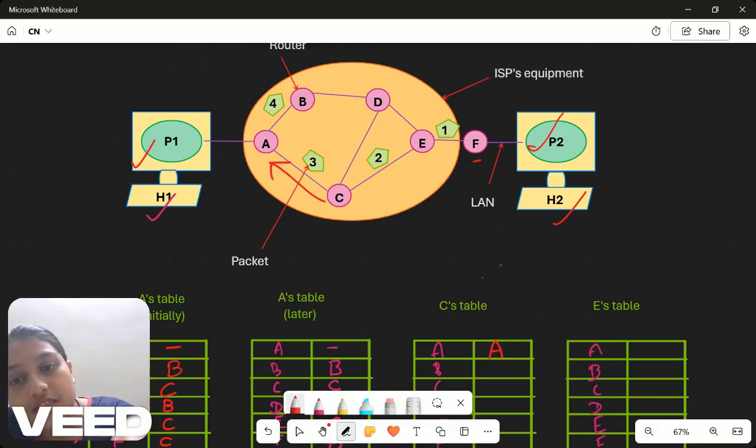Now we are looking from C stable to B. So C stable, there is no direct connection between C and B. Right, there is no direct connection between C and B. So it can go either through D or through A. So now I am choosing C can reach B through A. So I will be writing here A.